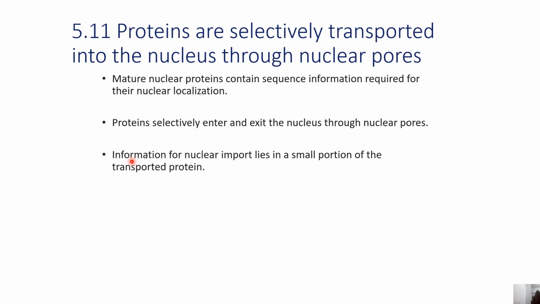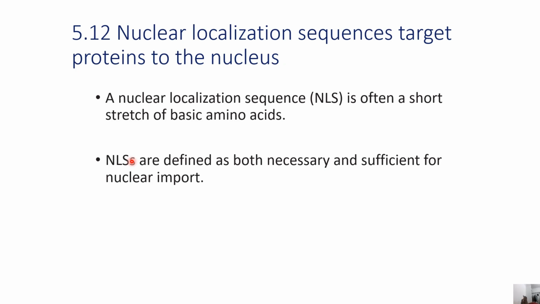Now, nuclear proteins contain sequence information required for nuclear localization. Proteins selectively enter and exit the nucleus through the nuclear pores. The signal for nuclear import lies in a small portion of the transported protein. A nuclear localization sequence, or NLS, is often a stretch of basic amino acids. It is both necessary and sufficient for nuclear import.